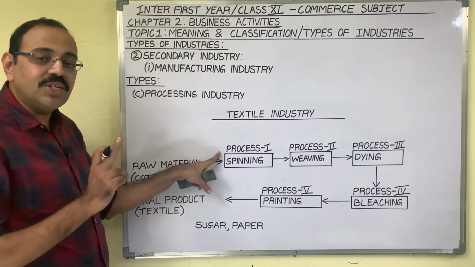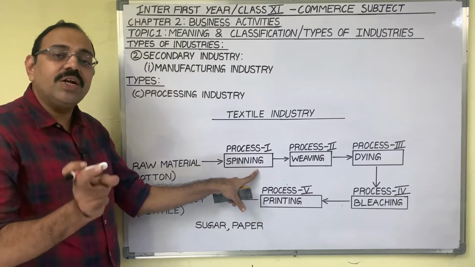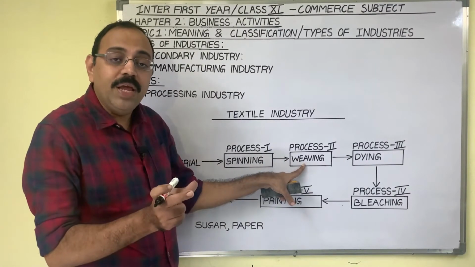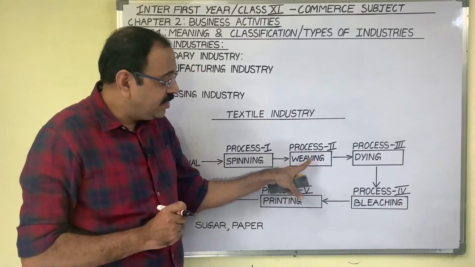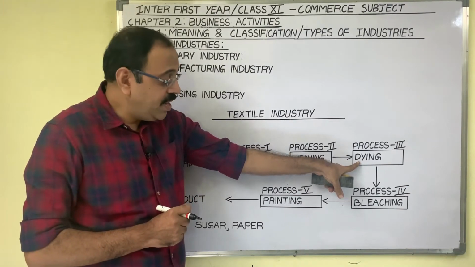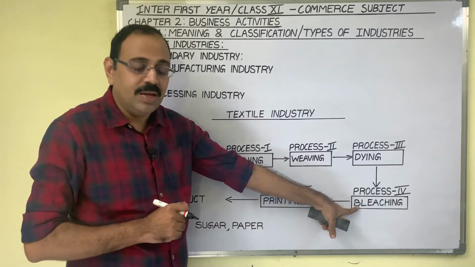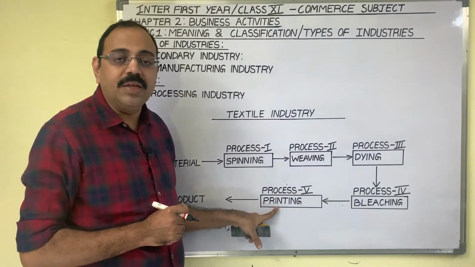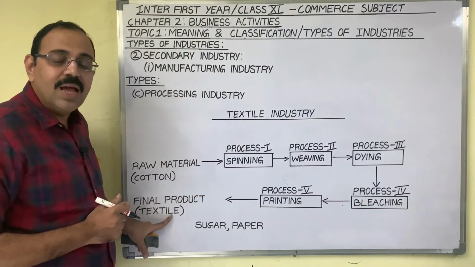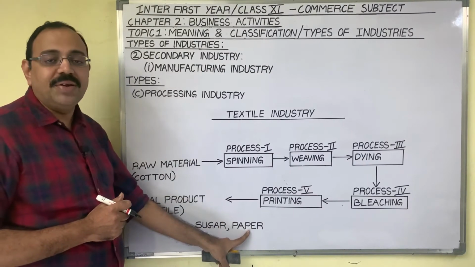First stage or first process is known as spinning. In this stage, fiber is converted into yarn. Then second process is weaving, forming the fabric by interlacing the threads. Then third stage is dyeing, coloring the fabric by using dyes. Then fourth stage is bleaching, removing the natural color from the fabric. Then last stage is printing, applying the color in definite designs. Then final product comes. Other examples for processing industry are sugar industry and paper industry.